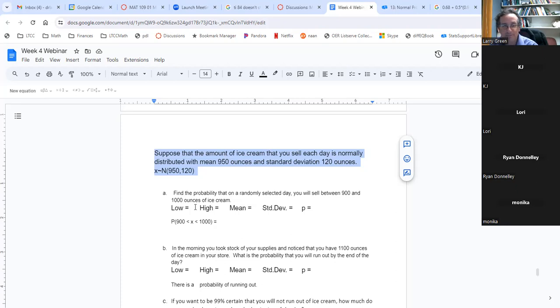Okay, find the probability that on a randomly selected day, you're going to sell between 900 and 1,000 ounces of ice cream. What's the low? Yeah, 900. What's the high? 1,000. The mean is 950, right? Standard deviation is 120.